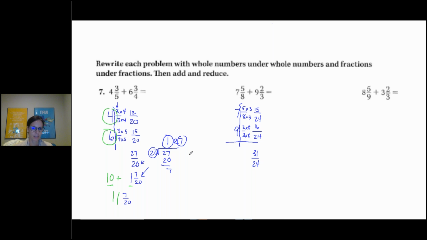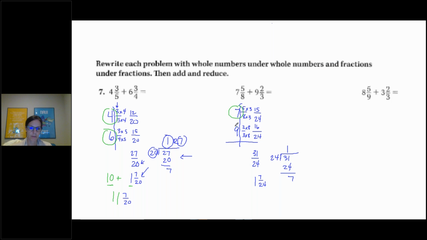Tashana is probably going to do this as a mixed number, but it's going to be exactly like the one over here. 24 into 31 goes once. What's your remainder? 7. So your answer is just 1 with 7 over 24 left. Now, did you guys follow that, or did I go too fast? Good.